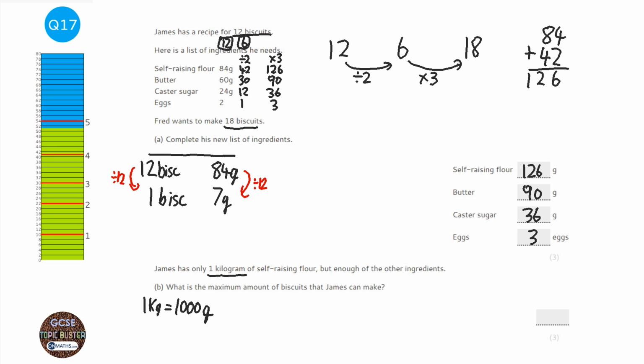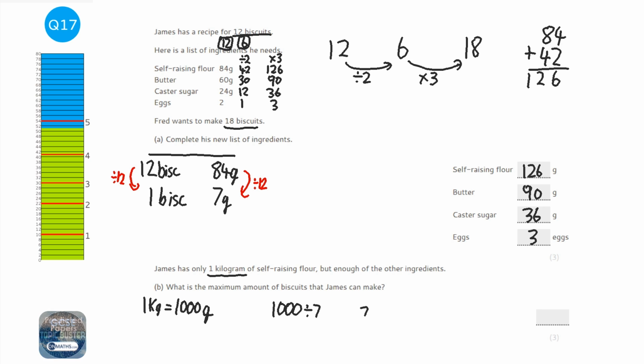And now we've got 1,000 grams. So what we want to do now is work out how many 7s there are in 1,000. So we need to do 1,000 divided by 7. And this isn't the only way of doing this. You could just keep going through the 7 times table. You might start off with 7 times 100, which is 700, and keep going there.